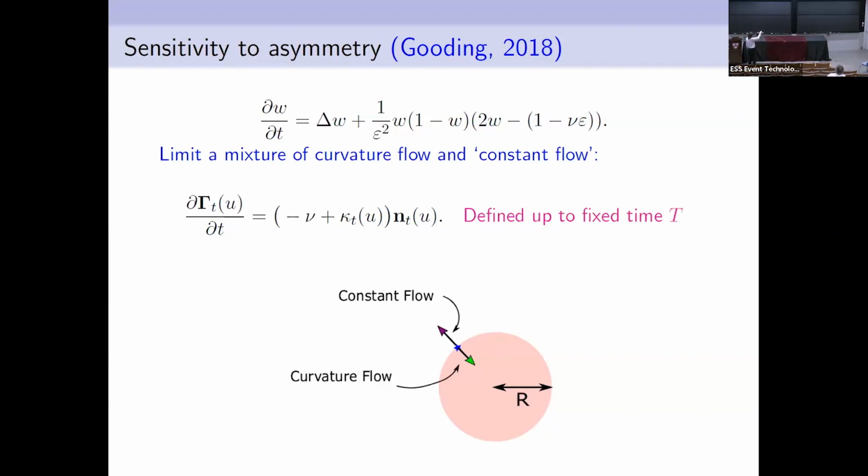So curvature flow, remember, was pushing us down an inward normal. So in this picture, the curvature flow is pushing us downwards into the circle. And the constant flow, because these are the yellow plants, remember, is pushing us outwards. It's giving us an advantage. So minus nu, because N_t was the inward normal. Okay. And again, that's defined up to a fixed time.